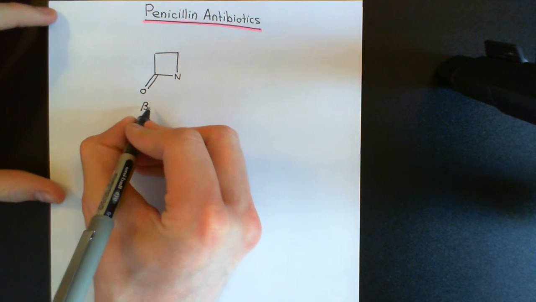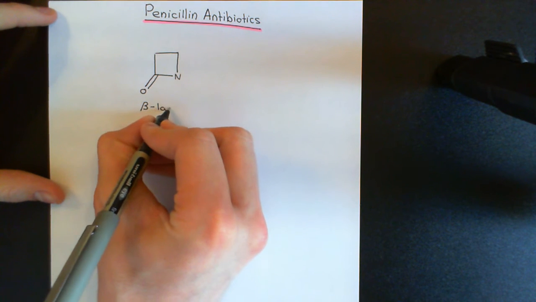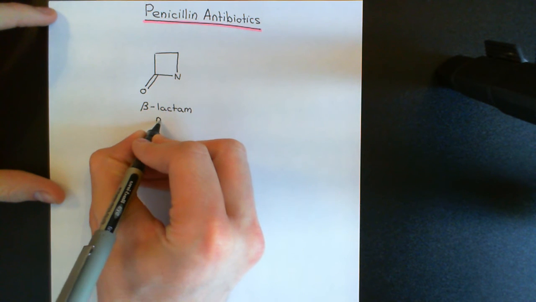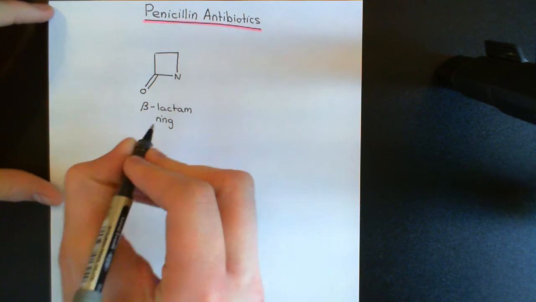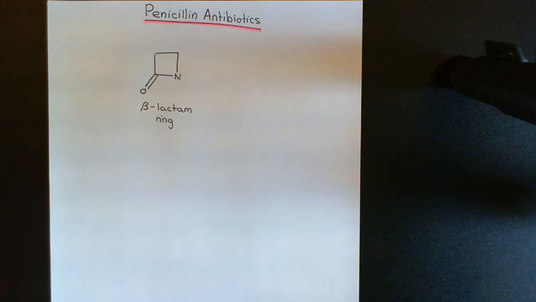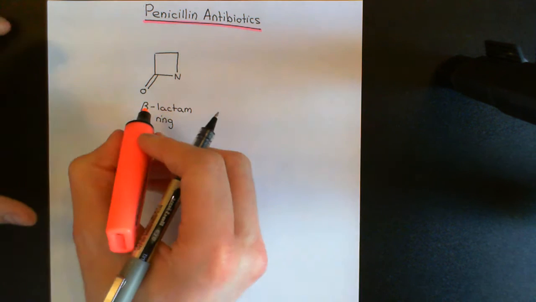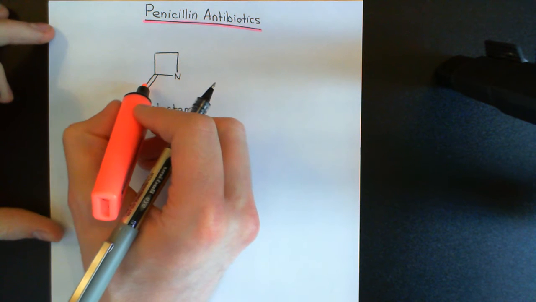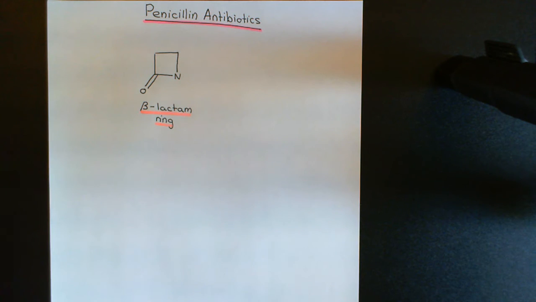So this portion of the penicillin structure, and this is not the full core penicillin structure yet, this specific portion is called the beta-lactam ring. So this four-membered ring where one of the members is a nitrogen atom and one of the carbons in this beta-lactam ring has a double bond to an oxygen and is a carbonyl group.